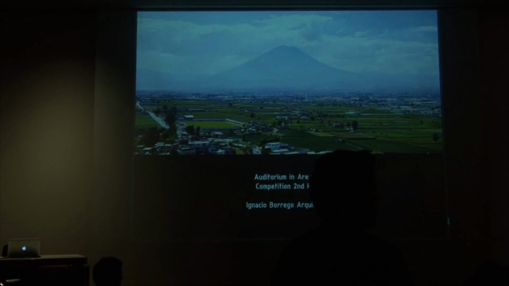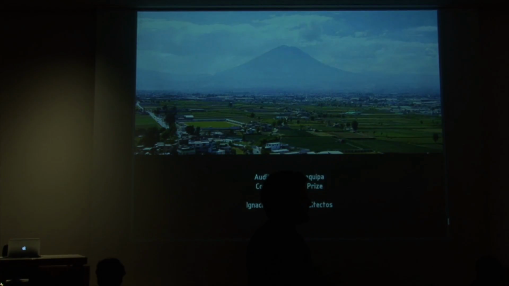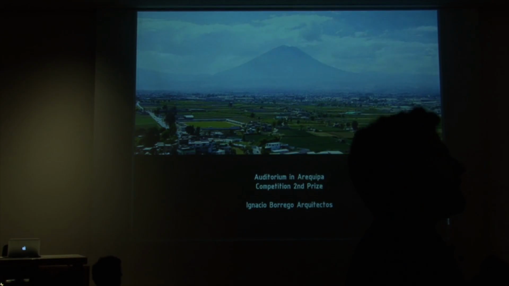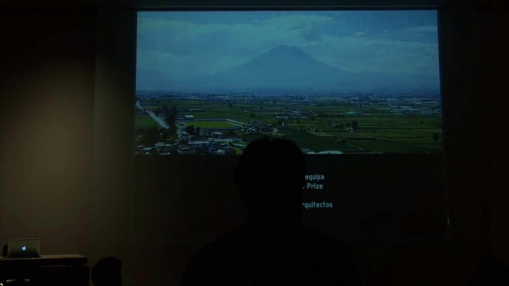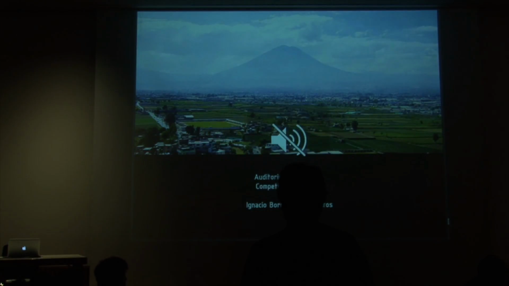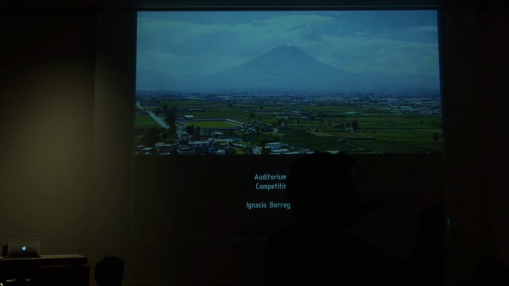There's also another important feature in this place, that is the climate, because it is very sunny and the power of the sun is very strong. So what we proposed was to build a roof that would protect from the sun and would let you see the volcanoes, just this.